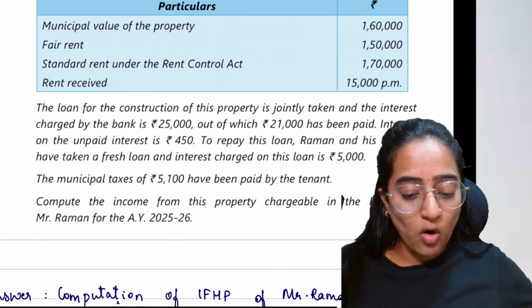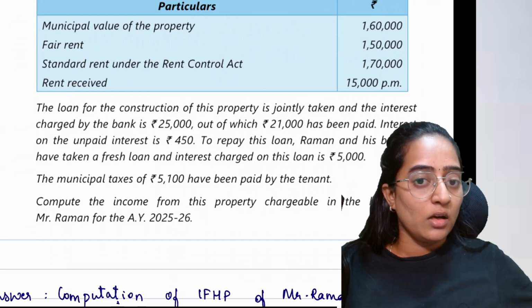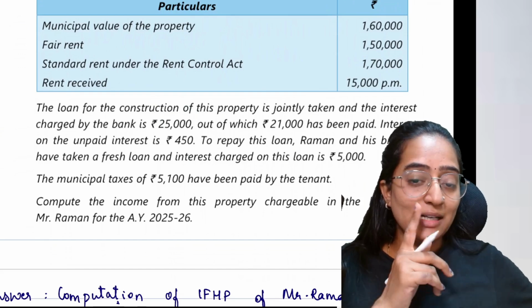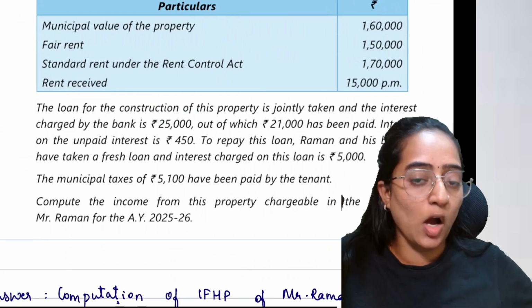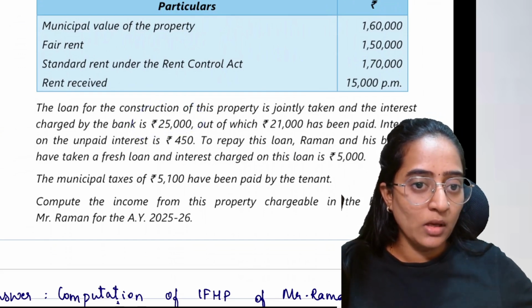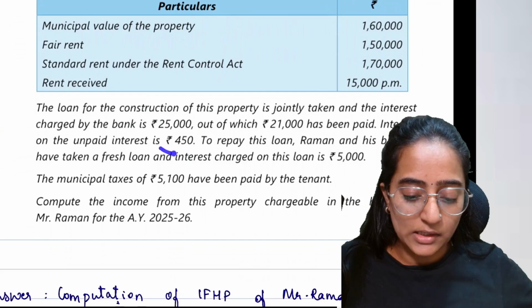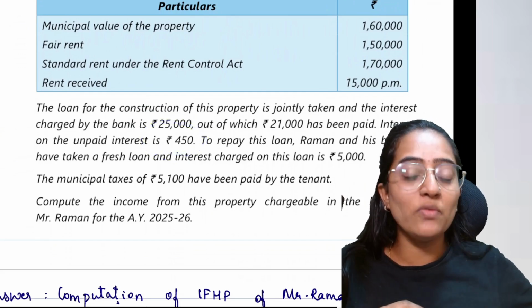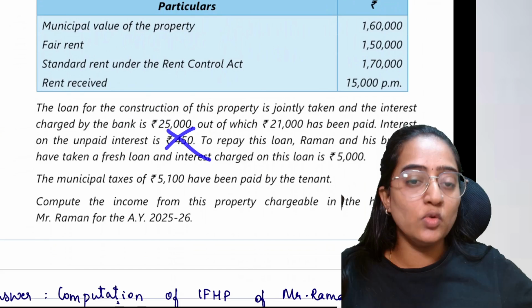Interest on the unpaid interest. See, you are supposed to pay the interest, you have not paid, but that interest is for the purpose of the loan borrowed for the house property, correct? So that interest paid or payable you can consider. You did not pay it on time and you end up paying extra interest. That is not the problem of the government, that is not the problem of the department. That is your problem.